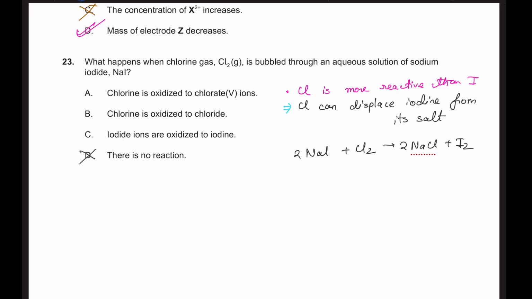Now if you look at it, there is no reaction. This is wrong. Chlorine is oxidized to chloride? It's not oxidized, it's reduced. Chlorine has an oxidation number 0. Chloride Cl- has an oxidation number of -1. 0 to -1 is reduction, not oxidation. B is wrong. Oxidized to chlorate(V)? Chlorate(V) is not formed; chloride is formed. A is wrong. Now option C is correct, because 2I- is becoming I2. I- ions, oxidation state -1, change to I2 with oxidation number 0. -1 to 0 is an increase in oxidation number, so that is oxidation.